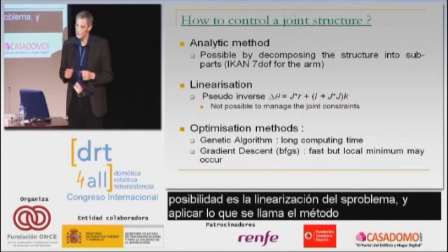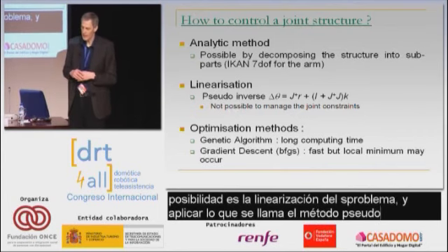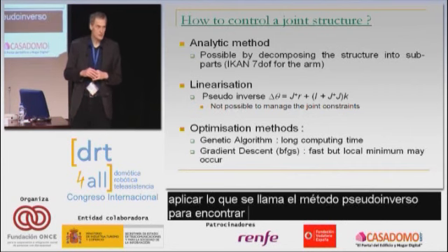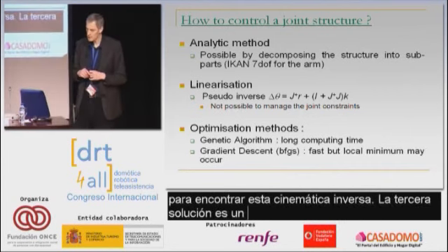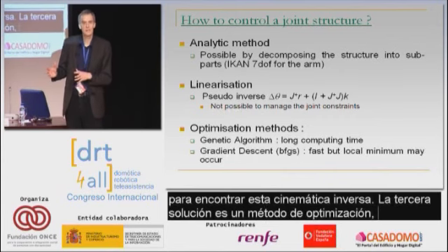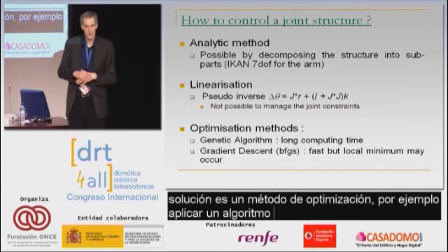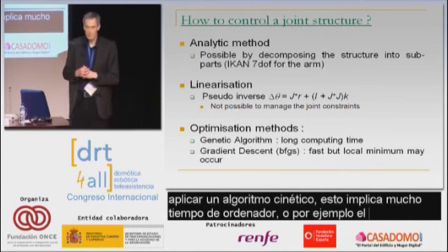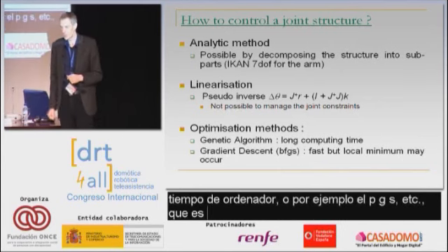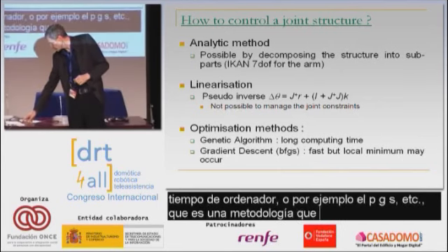And the third solution is an optimization method, for example, applying a genetic algorithm, but it has quite a long computing time, or gradient descent methods like BFGS or Newton-Raphson. But there are always drawbacks, for example, local minima.